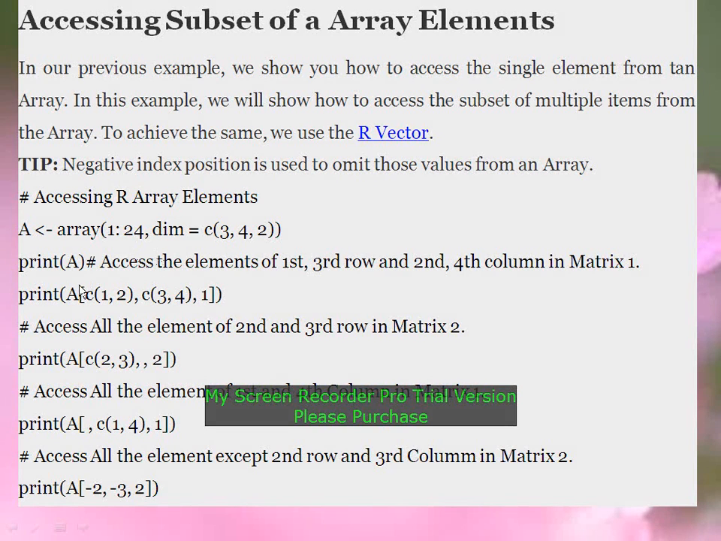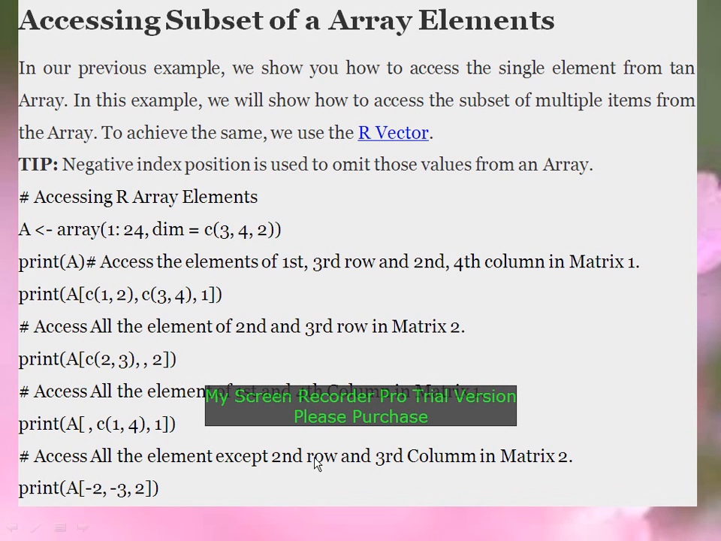So, accessing array elements. This is the array. So, print A, c(1, 2), c(3, 4), 1. Then that can display only the specific elements from matrix 1. When accessing all the elements of the second and third row, then leave the second one. Then access all the elements of the first and fourth column, then leave the first one and put only the second.